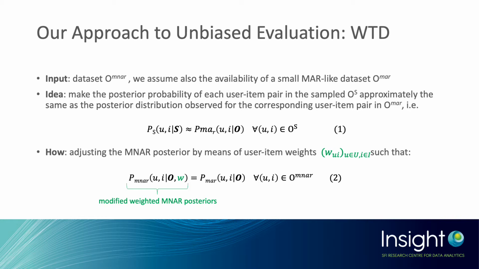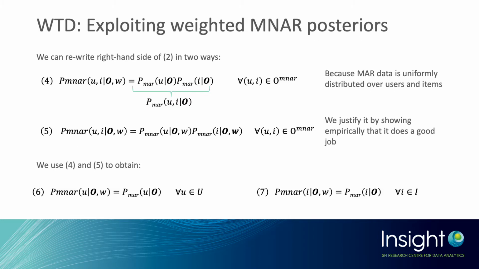And we do it by adjusting the MNAR posterior, making use of specific user-item weights. So Formula 2 says that we want to make MNAR posteriors equal to MAR ones. Now we can rewrite the right-hand side of Formula 2 in two ways, leading to Formulas 4 and 5. Formula 4 says that a specific weighted MNAR posterior can be written as the product of the corresponding user and item MAR posteriors, which are independent with respect to each other. And we can write that because MAR data is uniformly distributed over users and items.